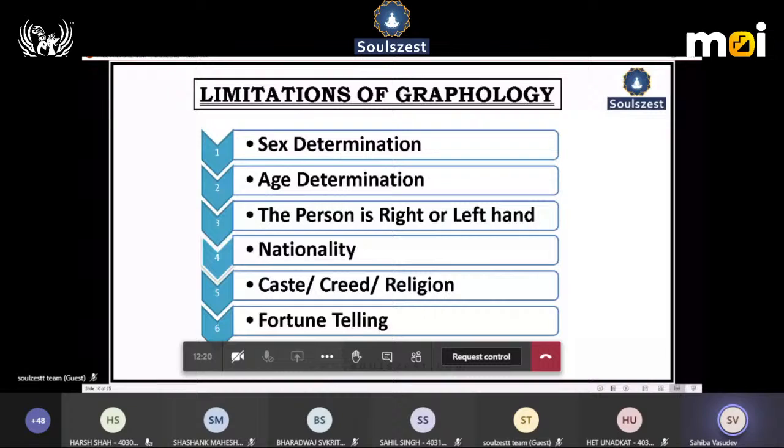Age determination: we cannot determine whether the person is a 14-year-old or a 40-year-old. Why? Because 0 to 7 years is the time when you are influenced by your mother. And 7 to 14 is the time when you are influenced by your father. Somewhere down the line, your mother tells you about love and affection.